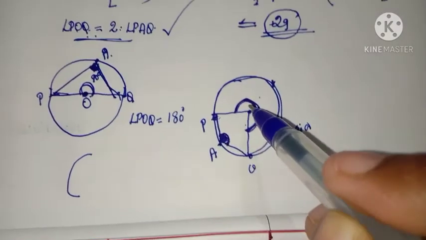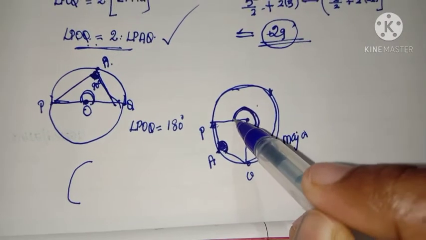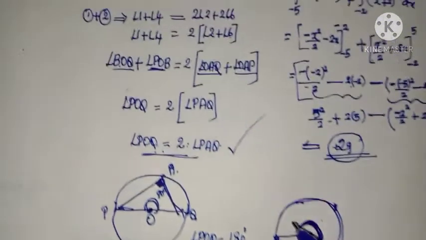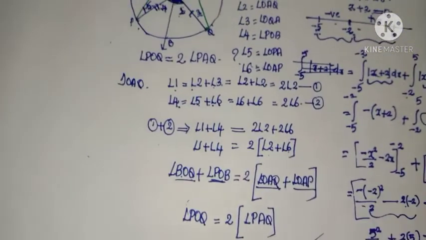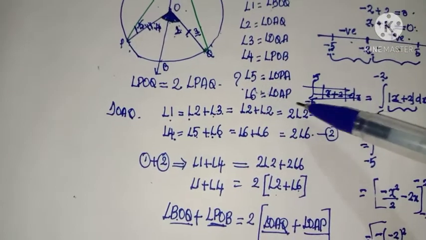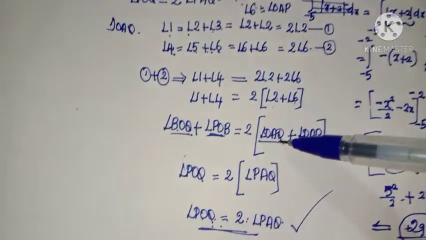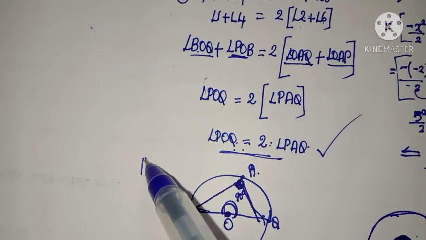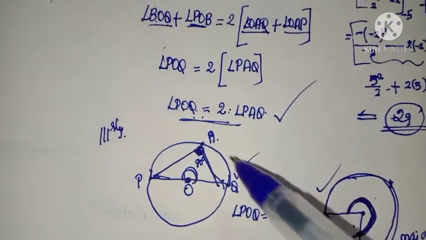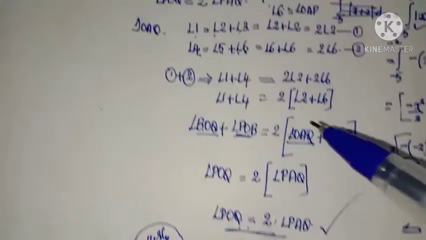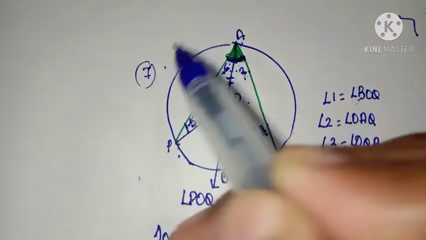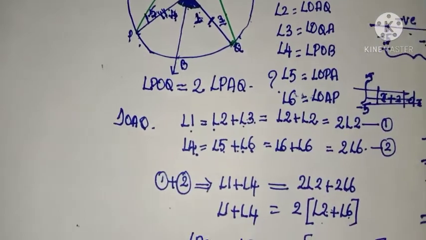In this case, instead of taking this angle, you can consider the reflex angle and you can prove the same concept. Anyway, if there is a question to prove this theorem, you can do case 1 only. Then you can write similarly for the other two cases. No need to prove these two cases. So that's about theorem number 7. It's very important. Write and study.